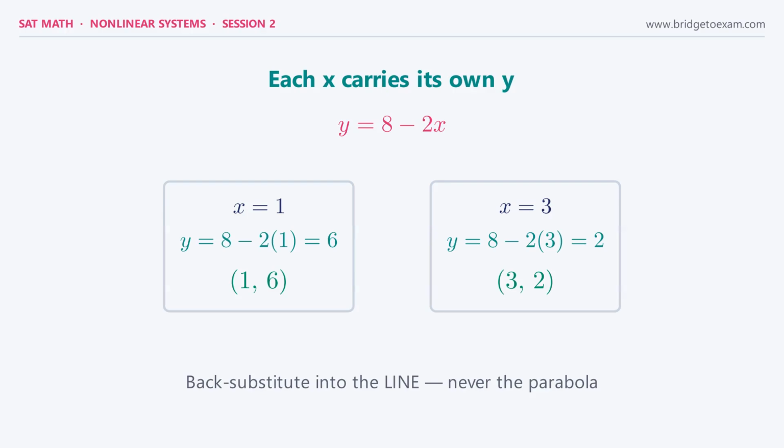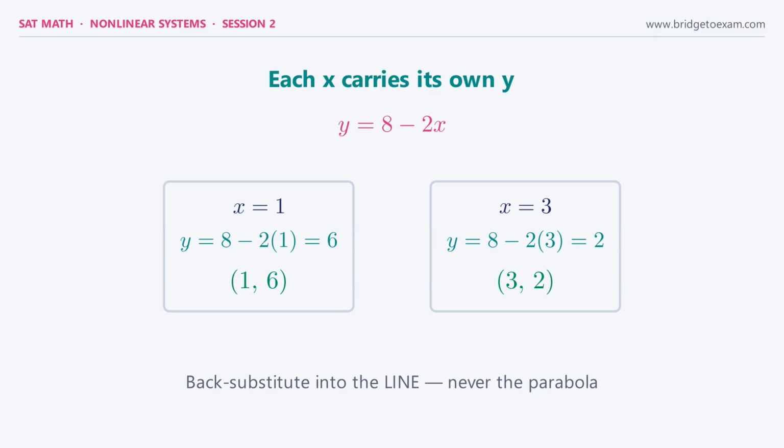Once you have your x values, you're not finished. You need the matching y values. And there's a right way to do this. Always substitute back into the simplest equation, which is almost always the line. Why? Because the parabola makes you square something, and squaring is where arithmetic errors live. The line just makes you multiply and add.